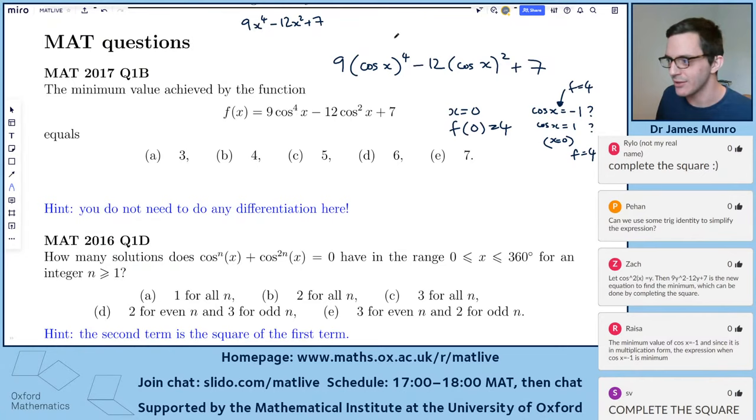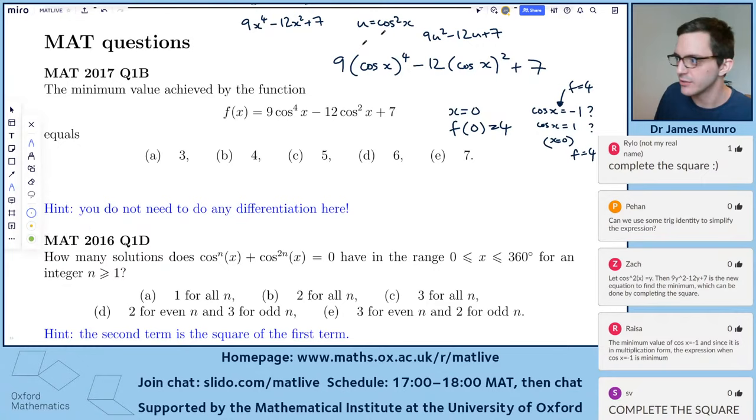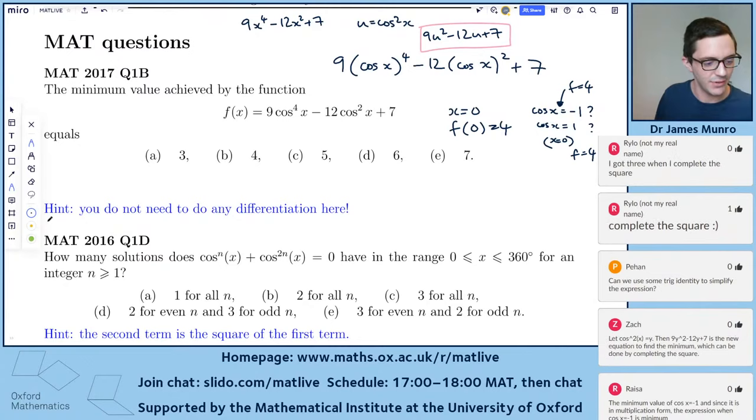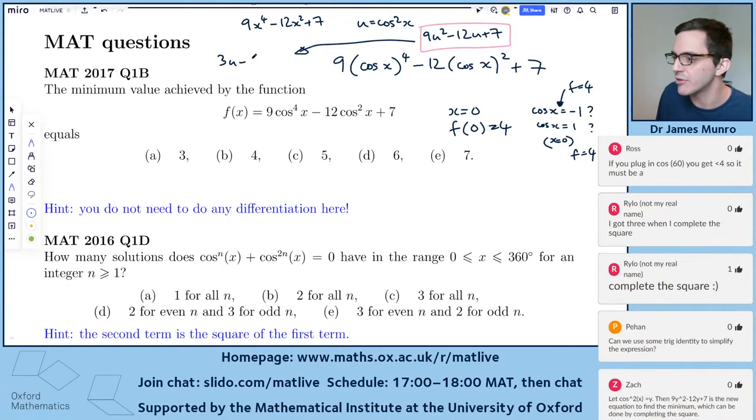it's a fourth degree polynomial, but if I think of cos squared as something like u, then this becomes 9u squared minus 12u plus 7, which, oh my word, that's a quadratic. Love quadratics. Quadratics are brilliant. And then everybody knows loads of facts about completing the square. So we can go and complete the square and work out the minimum value of this quadratic. It's 3u minus 2, all squared, and that will be minus 4 plus 3. So this has got minimum value 3.